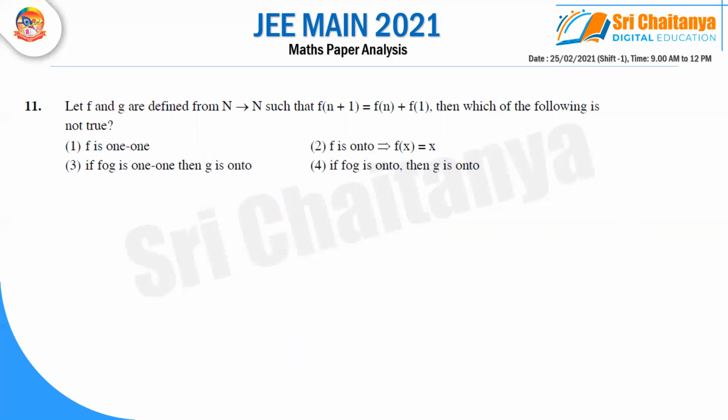So here they gave a question on functions. They are saying f of n plus 1 equal to f of n plus f of 1. And here these conditions are very important. Then which of the following is not true? Again, not true they are asking. They are not asking true.